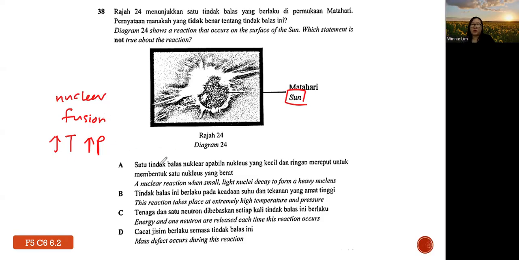Okay, so let's go through the options. A, nuclear reaction where small and light nuclei decay. It's not decay, it is to combine. This reaction takes place at high temperature and pressure, correct. Energy and one neutron are released each time these reactions occur. Mass defect also occurs. Yes, indeed, they will produce energy. So that means the answer is A, the one that is not true.